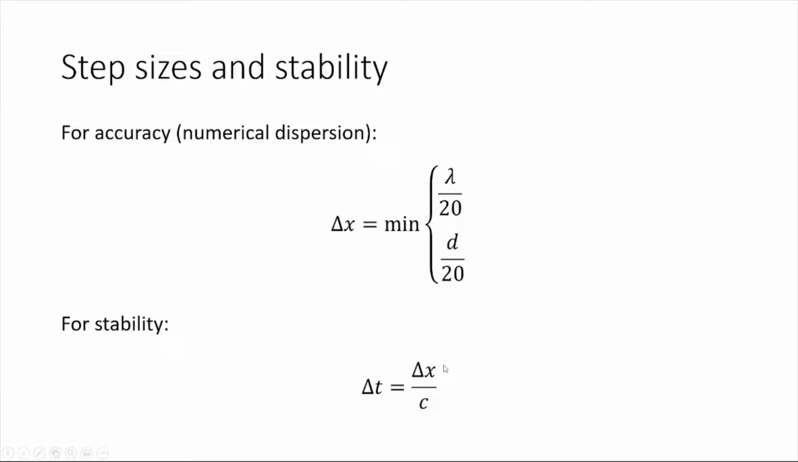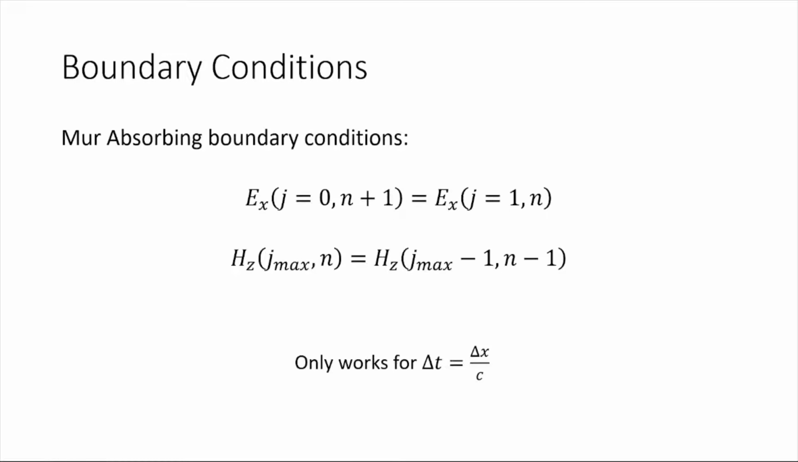So we shouldn't expect any sort of instabilities there. For the boundary conditions that I mentioned earlier, we're going to use what are called Mur absorbing boundary conditions. So this is E_x at j equal to 0 at time step n plus 1 is going to be equal to E_x at j equal to 1 at the previous time step. Okay? And finally, we have our magnetic field at j max at time step n is going to be equal to our magnetic field at j max minus 1, again at the previous time step.